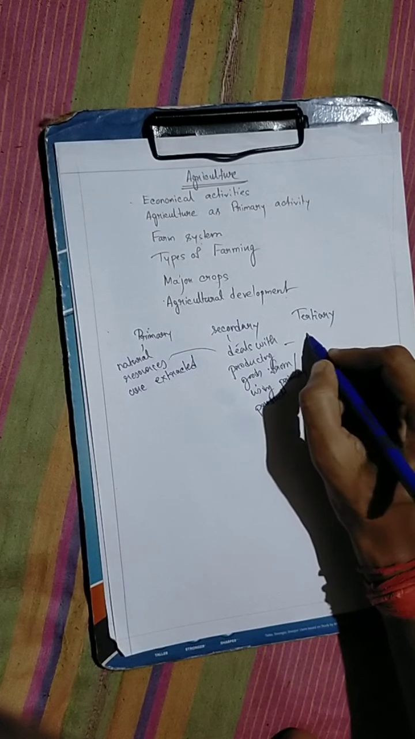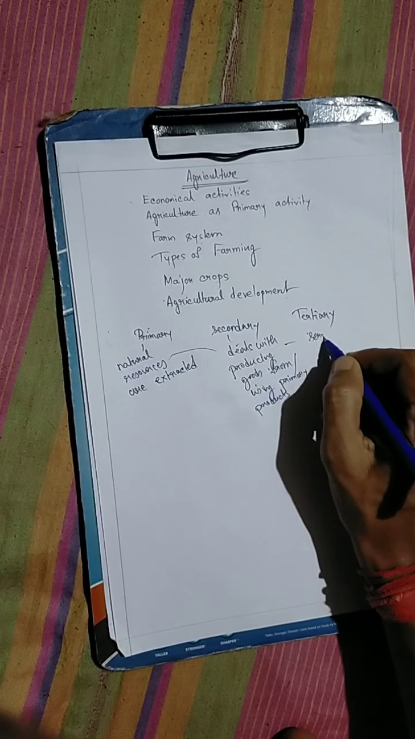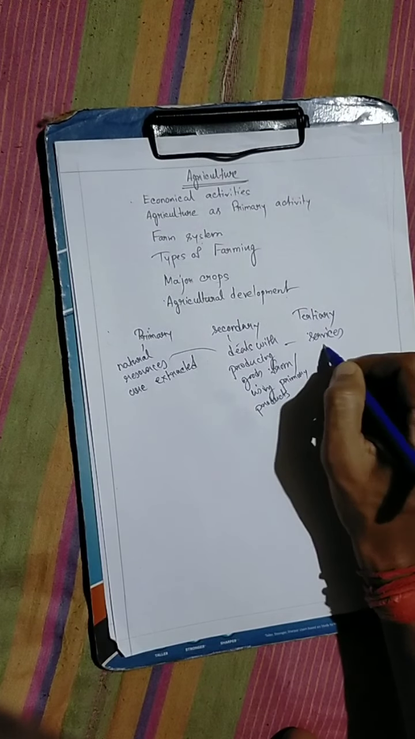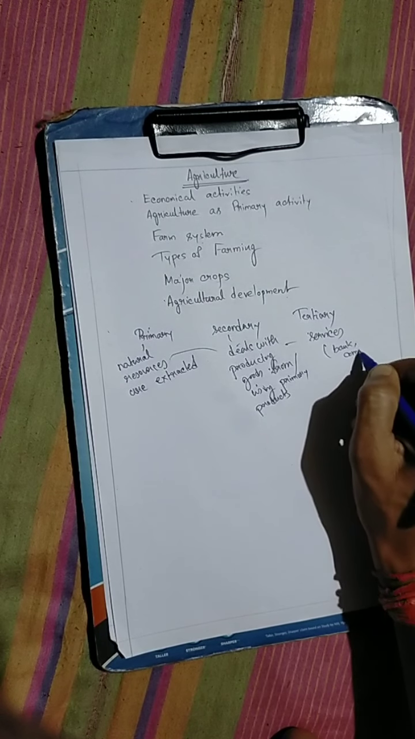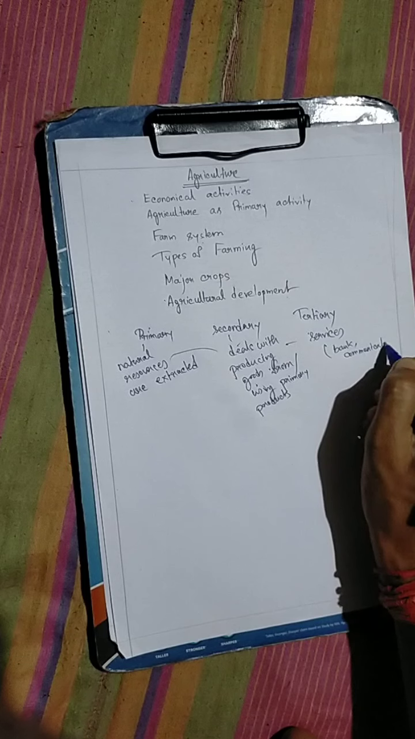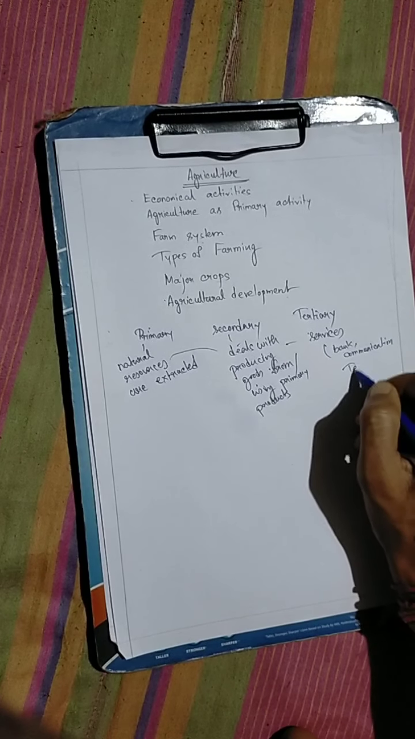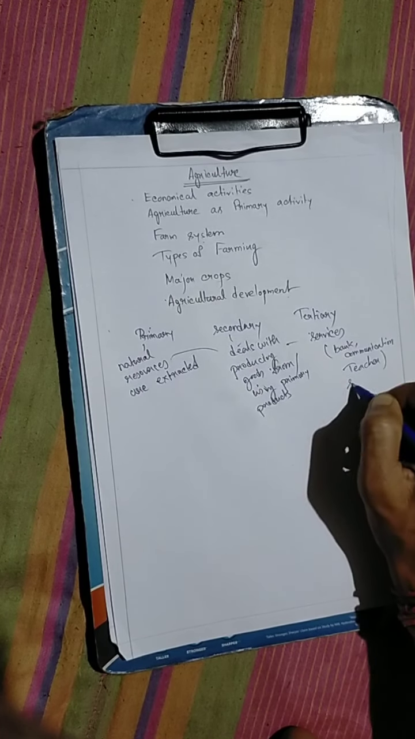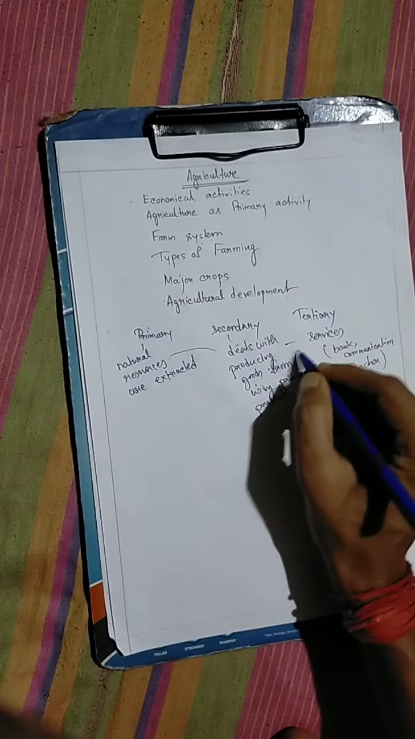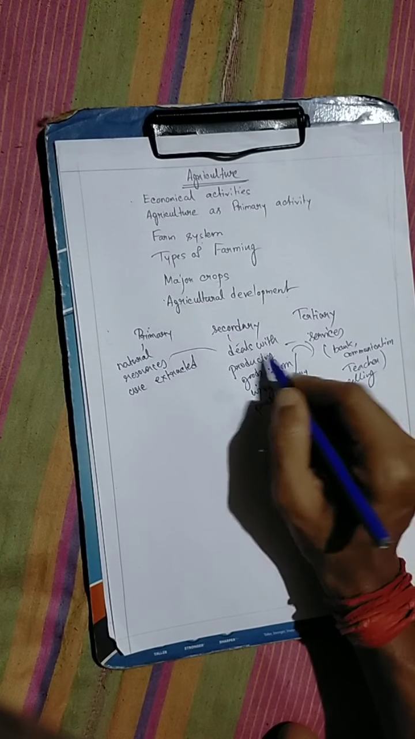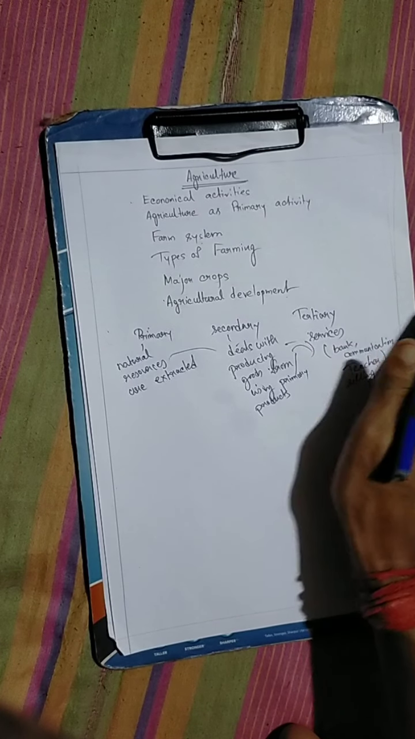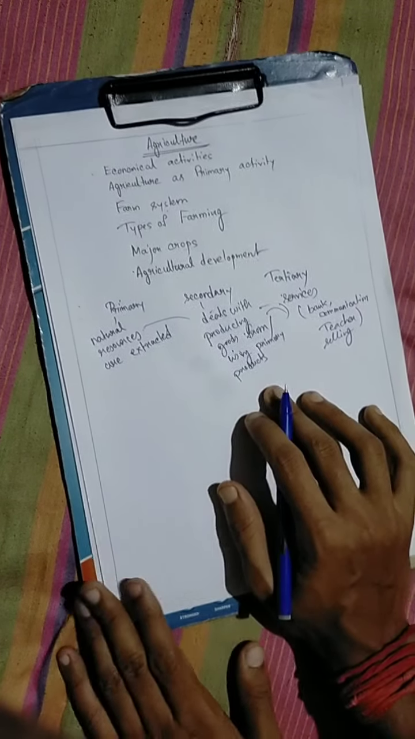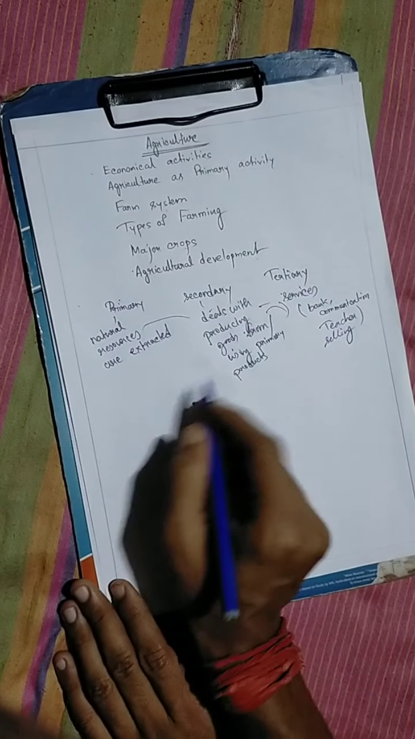In tertiary activity, this sector deals with services like banking, communication, teacher. In this sector services are mainly given, selling. So whatever goods we get from the secondary sector, in the tertiary sector mainly services are done. So why is agriculture a primary activity?